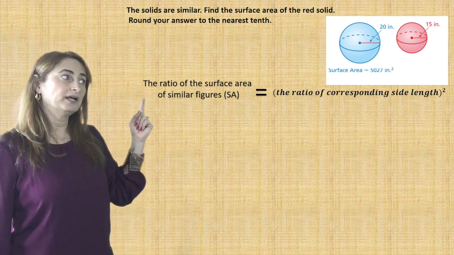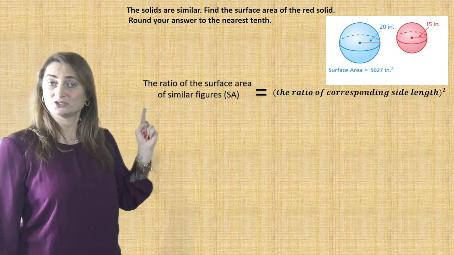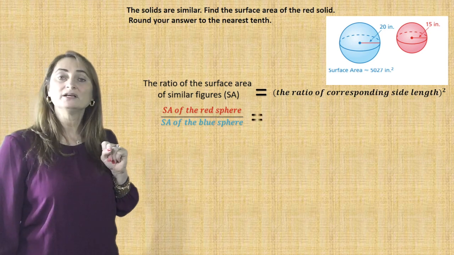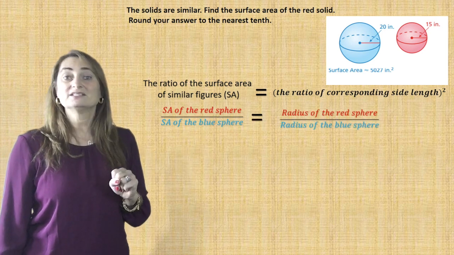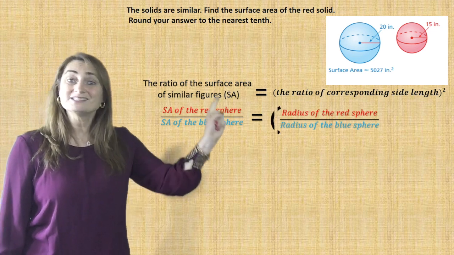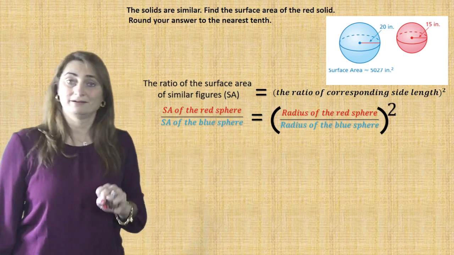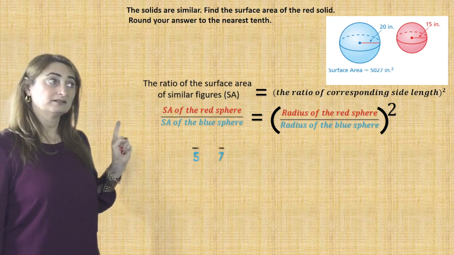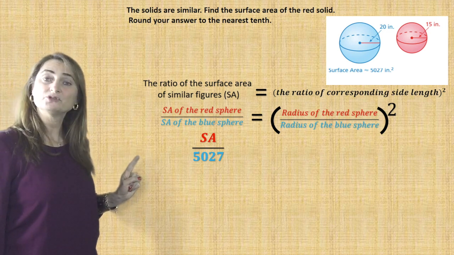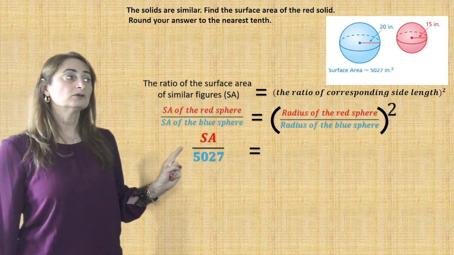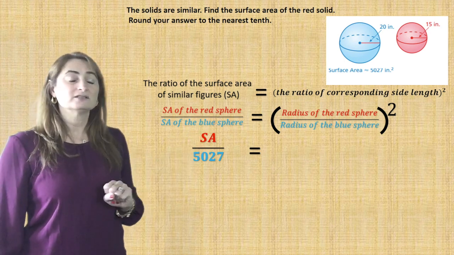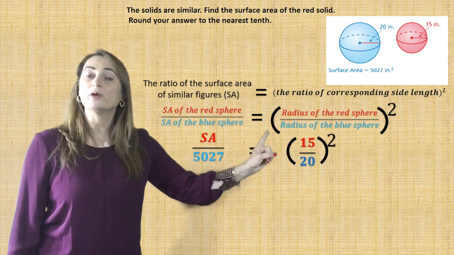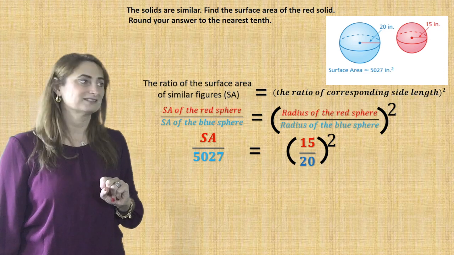So let's set up the ratio, and this time I will set up the ratio red to blue. So the surface area of the red sphere divided by the surface area of the blue sphere equals the radius of the red sphere divided by the radius of the blue sphere, but this time the ratio is squared. Substitute the numbers. I don't know the surface area for the red sphere, but I know the surface area for the blue sphere, which is 5027, equals the radius of the red sphere is 15, the radius of the blue sphere is 20, but this time I need to square the ratio of the corresponding side lengths.